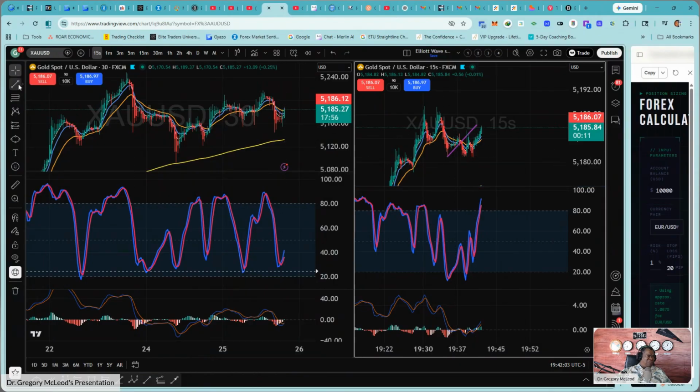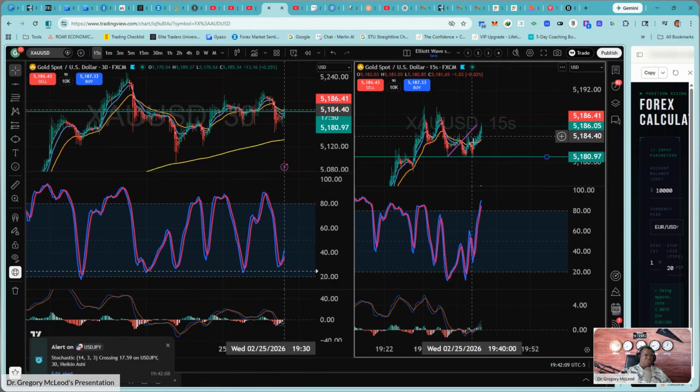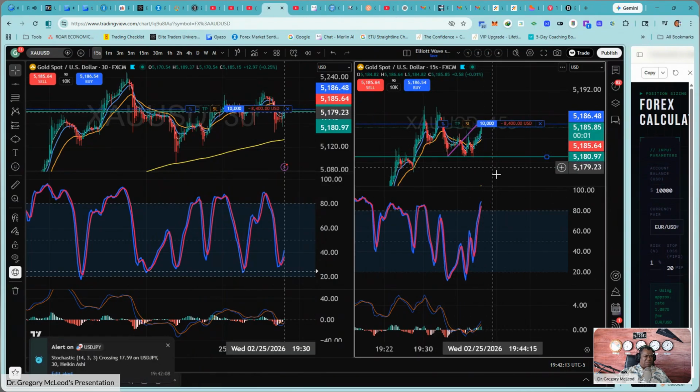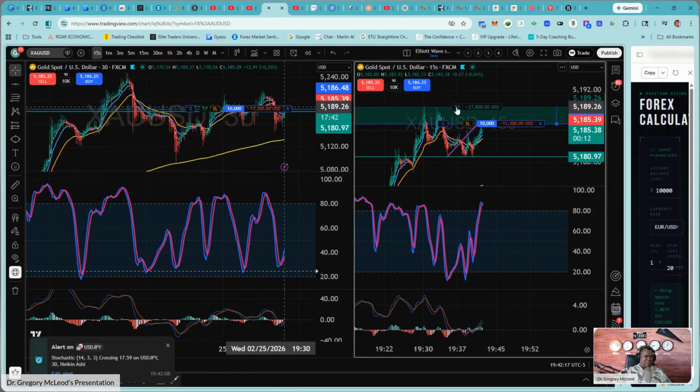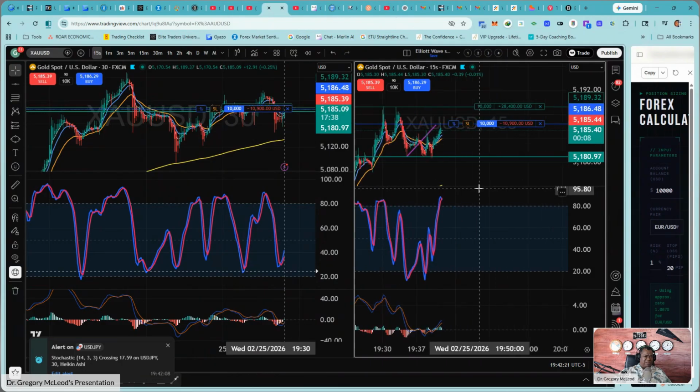See that triple bottom. Yeah. See, A, B, C, 1, 2, 3. Right. It should get at least back to the old high.